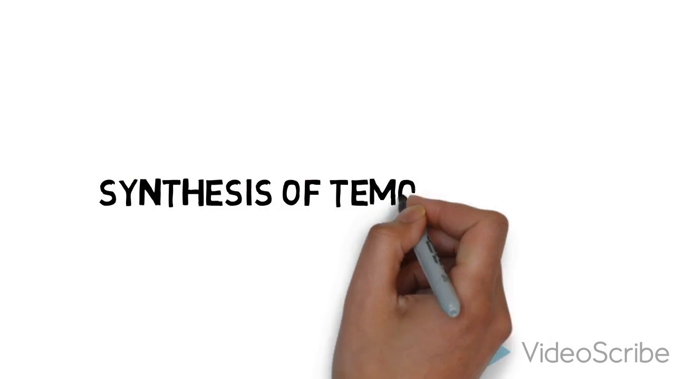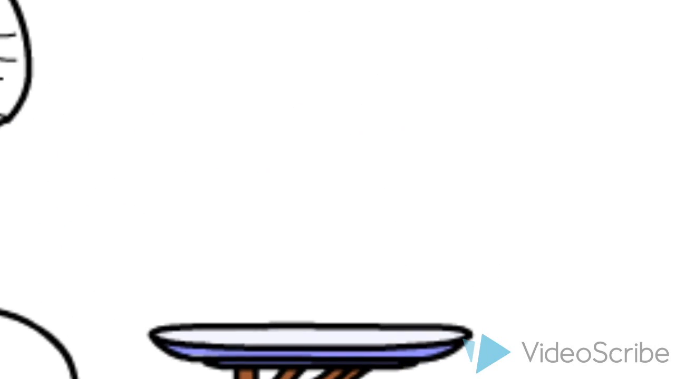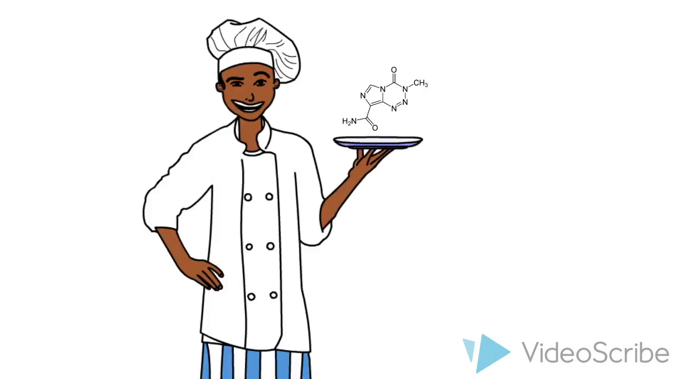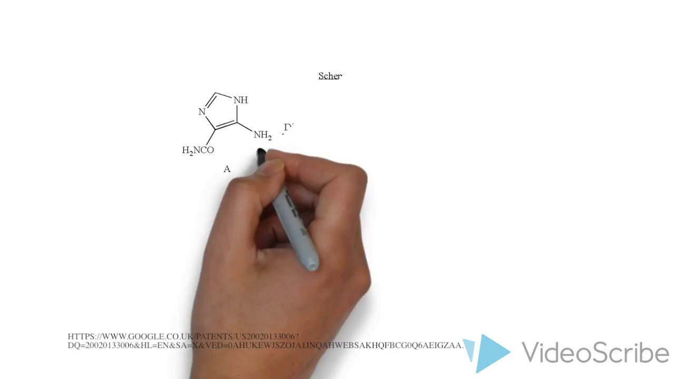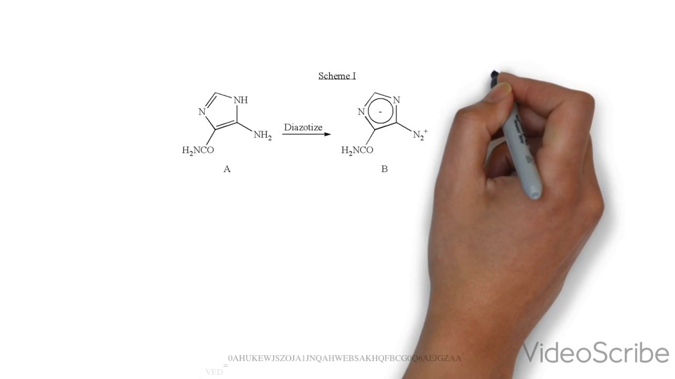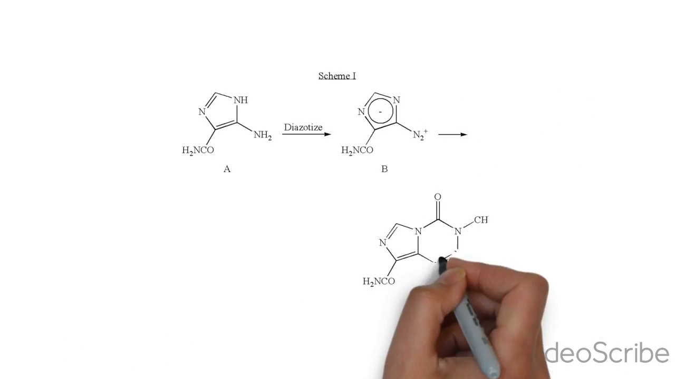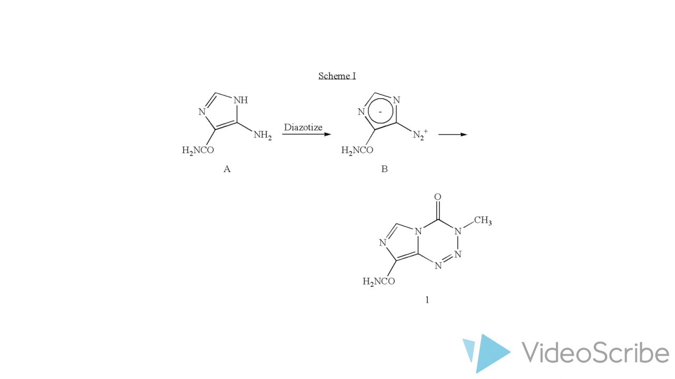We will now move on from development onto synthesis of the drug. There are two methods of synthesizing temozolomide, and they will be referred to as Scheme 1 and Scheme 2. So, Scheme 1. In this process, molecule A, called 5-amino-1H imidazole 4-carboxamide, is converted into molecule B, which is 5-diazo-1H imidazole 4-carboxamide, which is then cyclized with methyl isocyanate in dichloromethane. This provides a high yield of temozolomide.